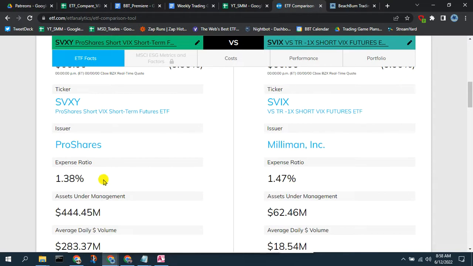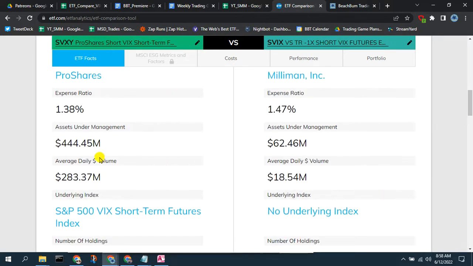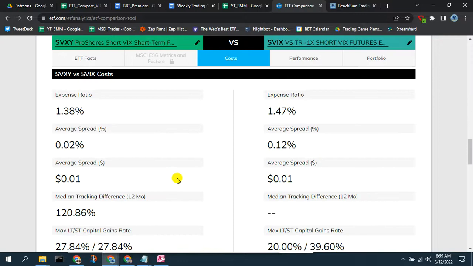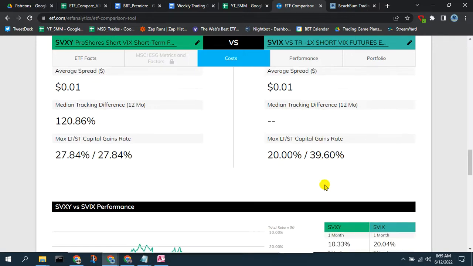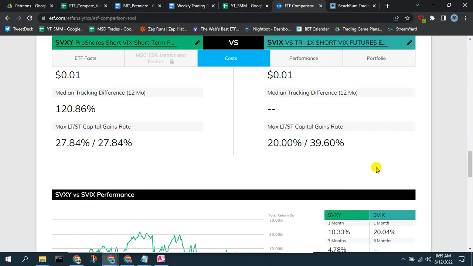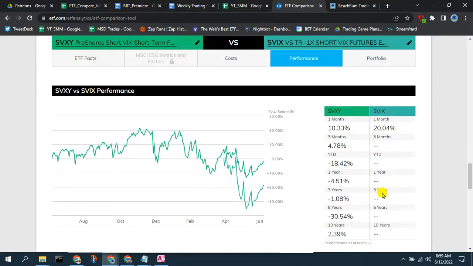So we can see expense ratio wise, SVXY has a slightly lower expense ratio, 1.38 to 1.47. Again, this is not something you typically hold for a very long time, so the expenses should not be significant. We see SVXY has a lot more assets and a much higher volume. Again, the spread is significantly less on a percentage basis. We can see the tracking difference. Again, SVIX has not been around for very long, only since March of 2022, so it doesn't really have a trackable history. Long-term and short-term capital gains rates are the same for SVXY, but long-term is a little lower and significantly higher for SVIX. And then we can see the performance graph.